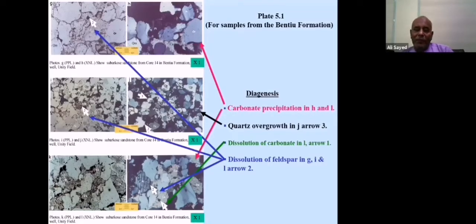increases the reservoir quality. But the carbonate precipitation, that is siderite and calcite in minor amounts, gives rise to lowering the porosity, lowering the permeability of the reservoir, lowering the reservoir quality.